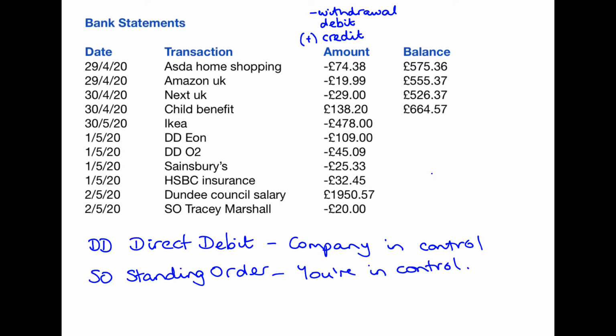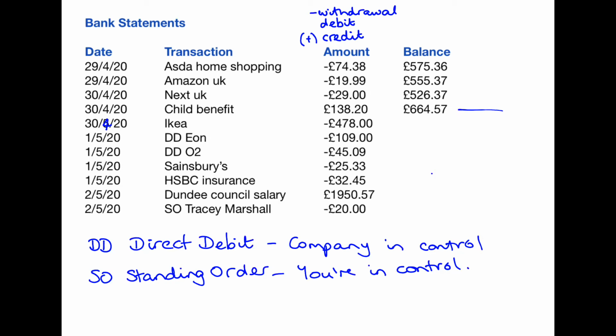Right, so we're going to have a look now and fill in these spaces in the balance, and we're going to come up with something else that we need to look at along the way. So if we look at this stage here, we've got £664.57 in the account, and then we can see on the 30th of May, that should say 30th of April there, that should be 30th of the 4th, a trip to IKEA meant spending £478, so that was obviously quite a big shop there. Maybe it was a couple of items of furniture or something.